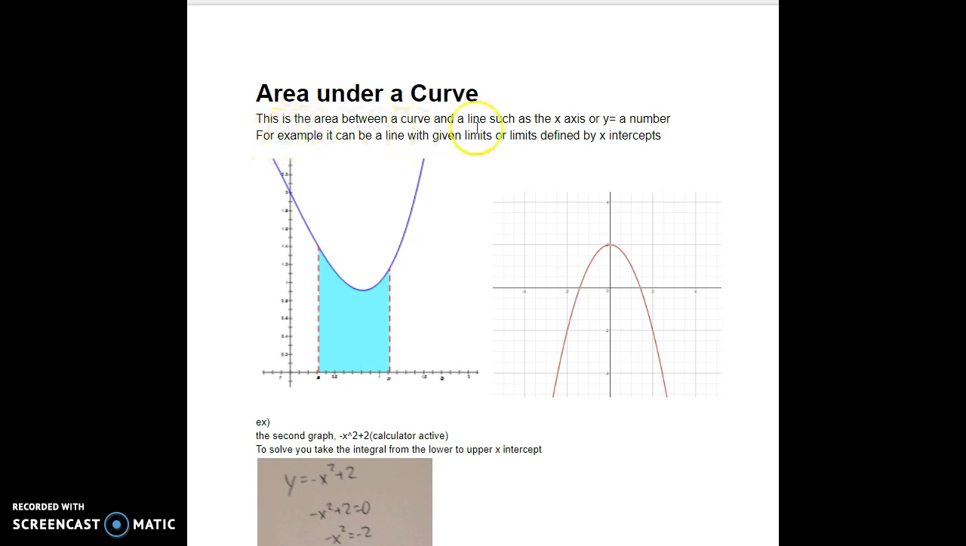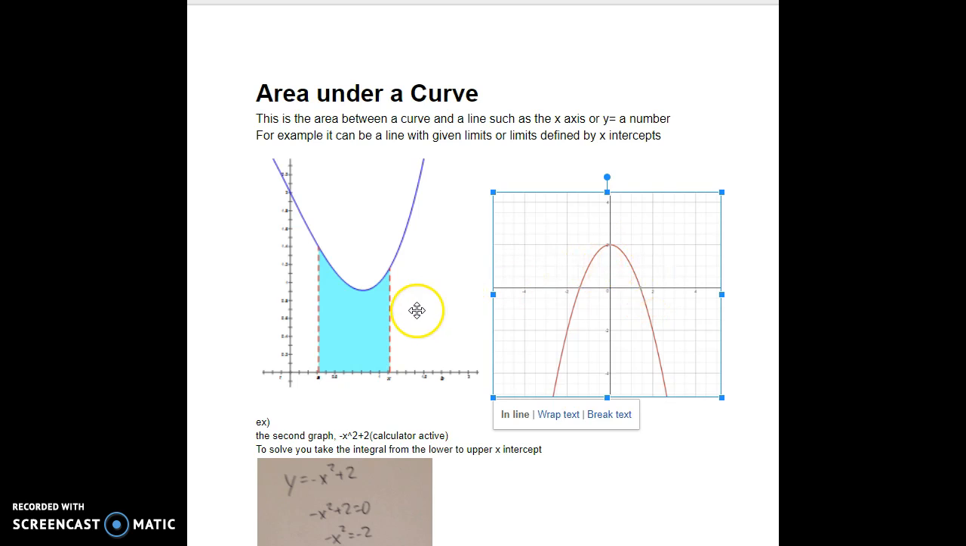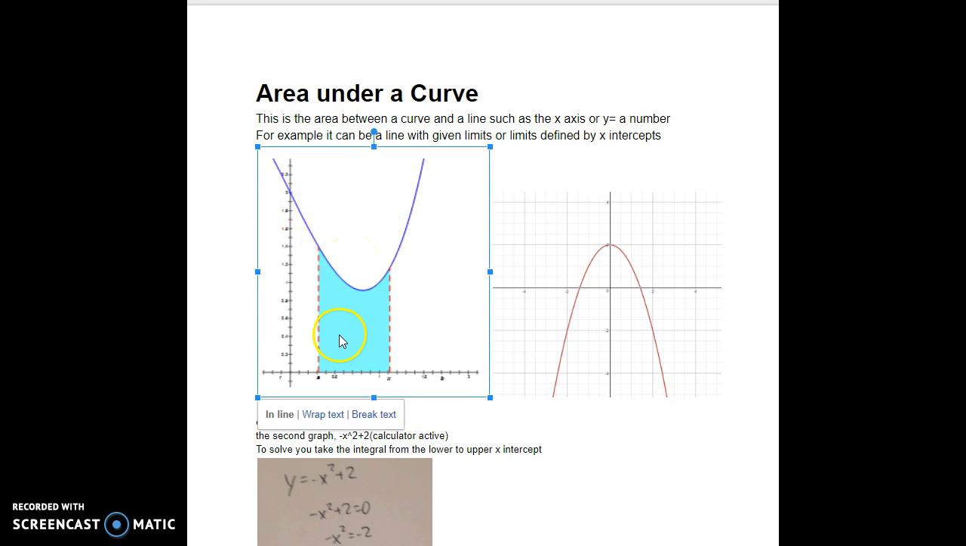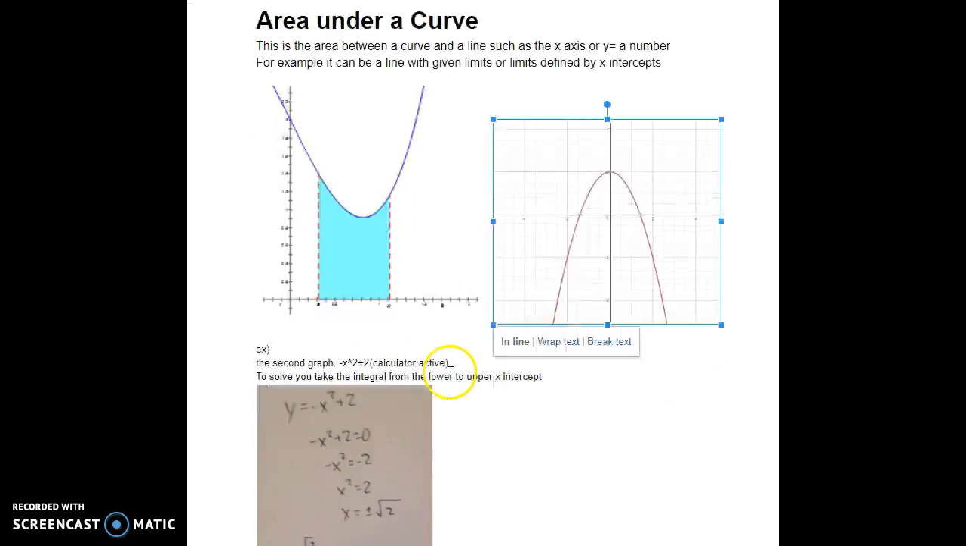So it can be a line where they give you the limits, like this, for example, this line right here. Or it could be a graph where the limits are defined by the x-intercepts, like this one. So to find the area under a curve for a line where they give you the intercepts, you just take the integral of the line from the lower interval to the higher interval, and for the one where you have to find the x-intercepts, you just take the lower x-intercept to the higher x-intercept.